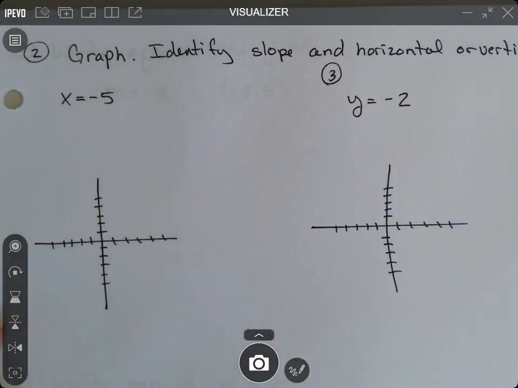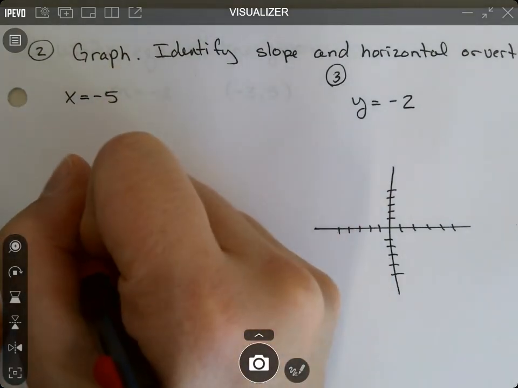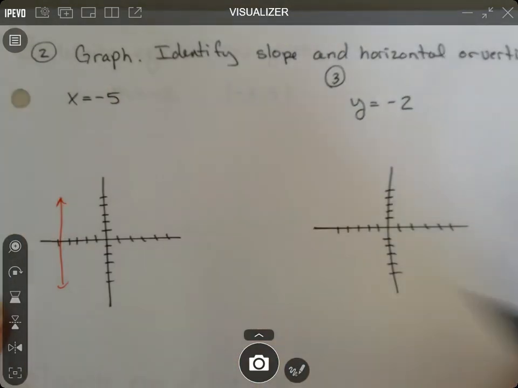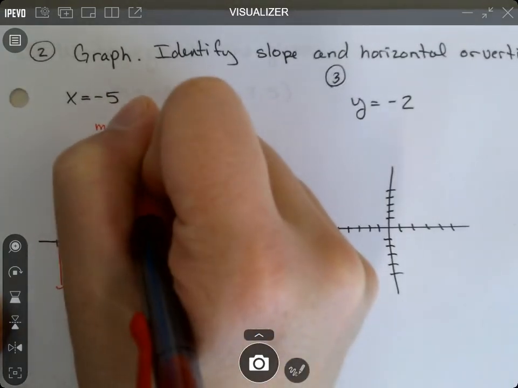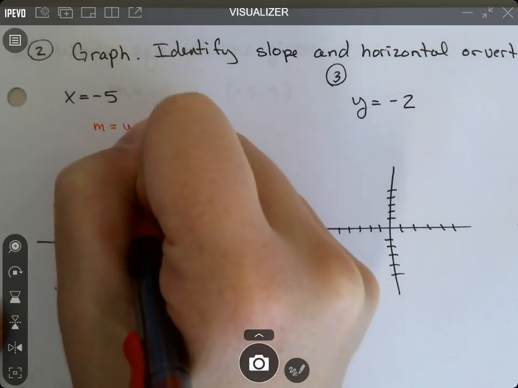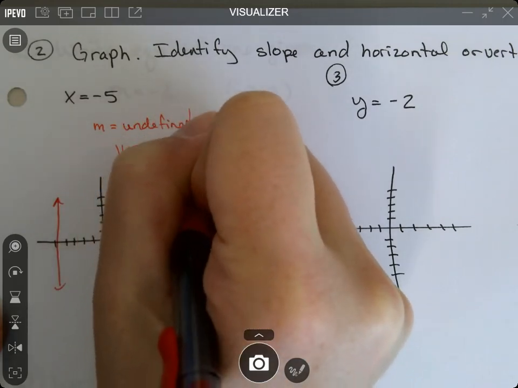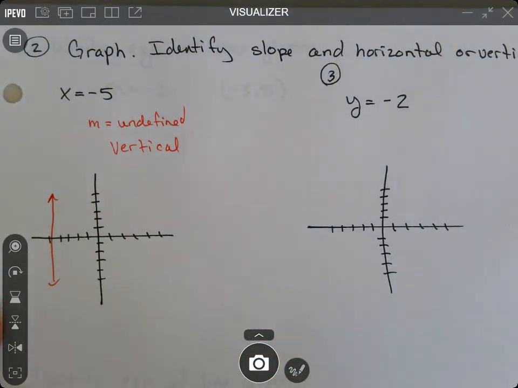Number 2 here, horizontal or vertical? Vertical, because it's cutting through the x-axis at negative 5. Okay, what is the slope of the line? That one's undefined. And we identified that it was vertical. Okay, second one. I mean, these should be 3 points on the test because they're that quick, but they're not quick if you flip them up or blank out.